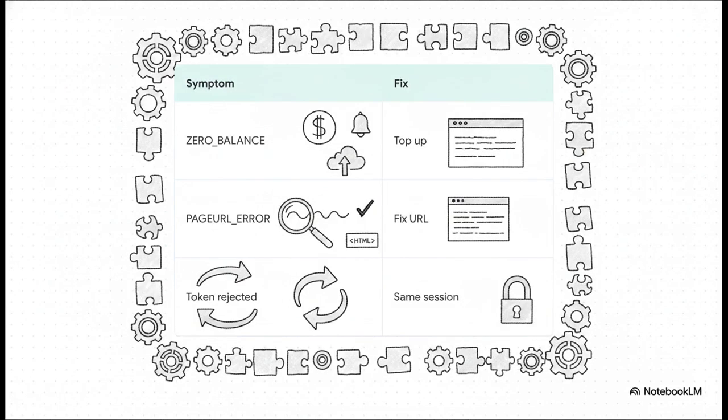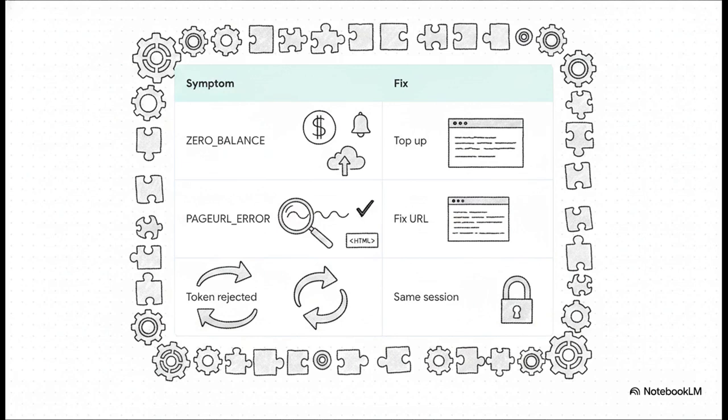Now, when things inevitably do break, this troubleshooting table gives you practical, one-line fixes for the most common support tickets. Getting an error zero balance? Just top up the account and add a balance alert to your dashboard so it doesn't happen again. Seeing an error page URL? Go back and revalidate your page URL and site key against the actual live HTML. Again, no guessing. And if your token keeps getting rejected after the solve, well, now you know the fix. Keep the solve and the form submission locked tightly inside the exact same HTTP session.